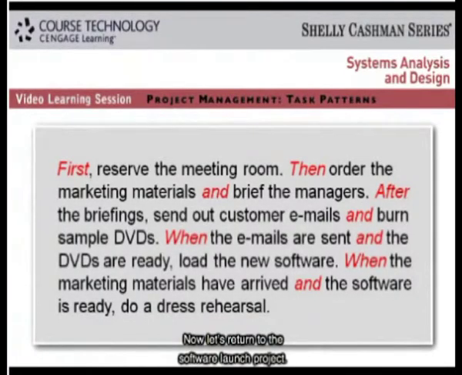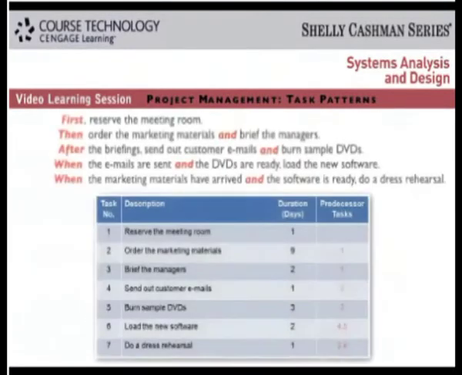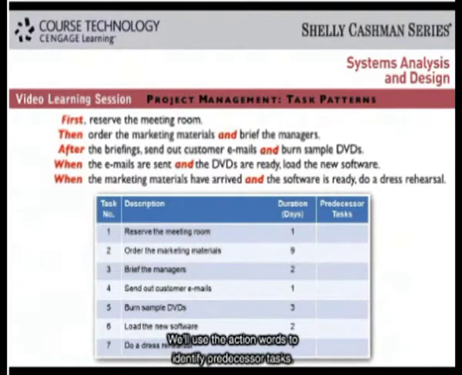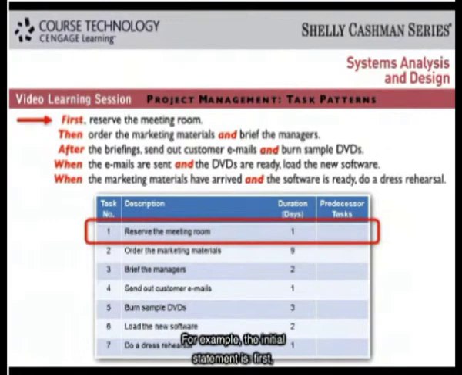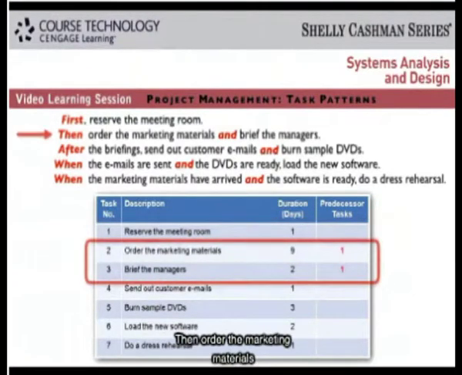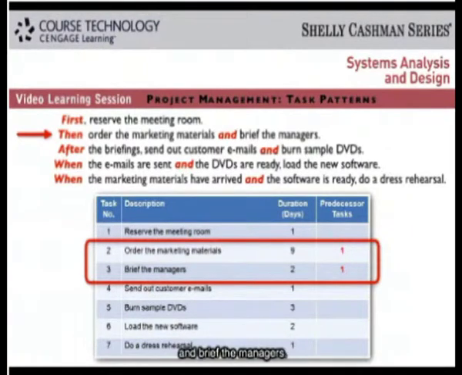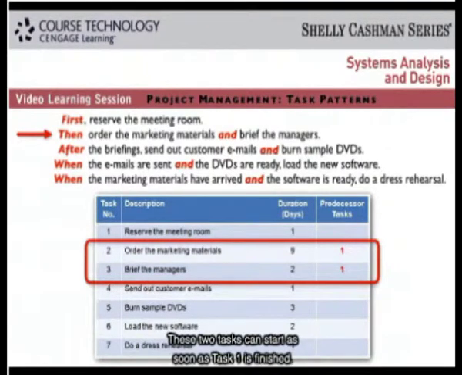Now let's return to the software launch project. This time, we highlighted the action words instead of the tasks. We'll use the action words to identify predecessor tasks. For example, the initial statement is, first, reserve the meeting room. This task starts the project, so there are no predecessor tasks. Then, order the marketing materials and brief the managers. These 2 tasks can start as soon as task 1 is finished, so this is a multiple successor task pattern.